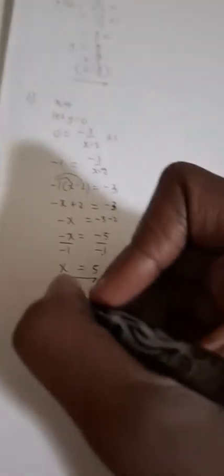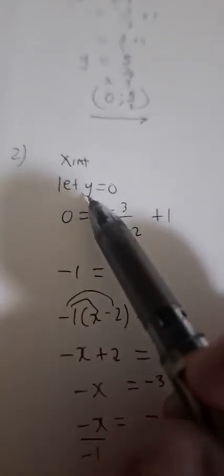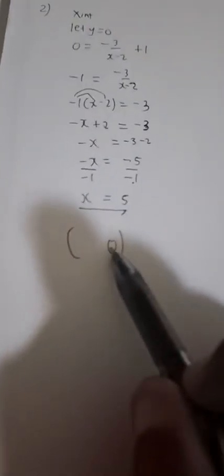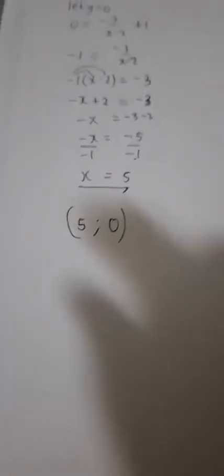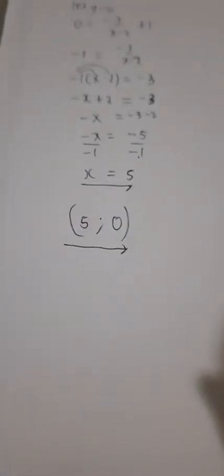But remember, we don't want just the x-intercept, the value of x, but we want the coordinates of the x-intercept. So remember, what did we let y be? 0. So that means in the place of y, we write 0 for our coordinates, and then x is 5. So therefore, our coordinates are (5, 0).